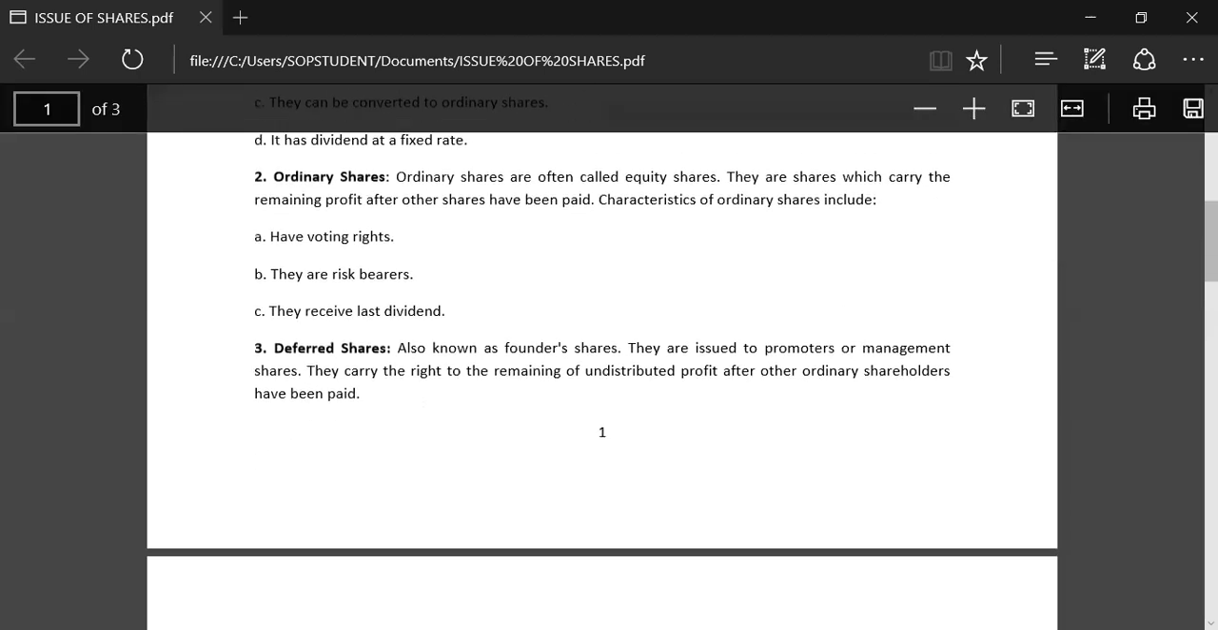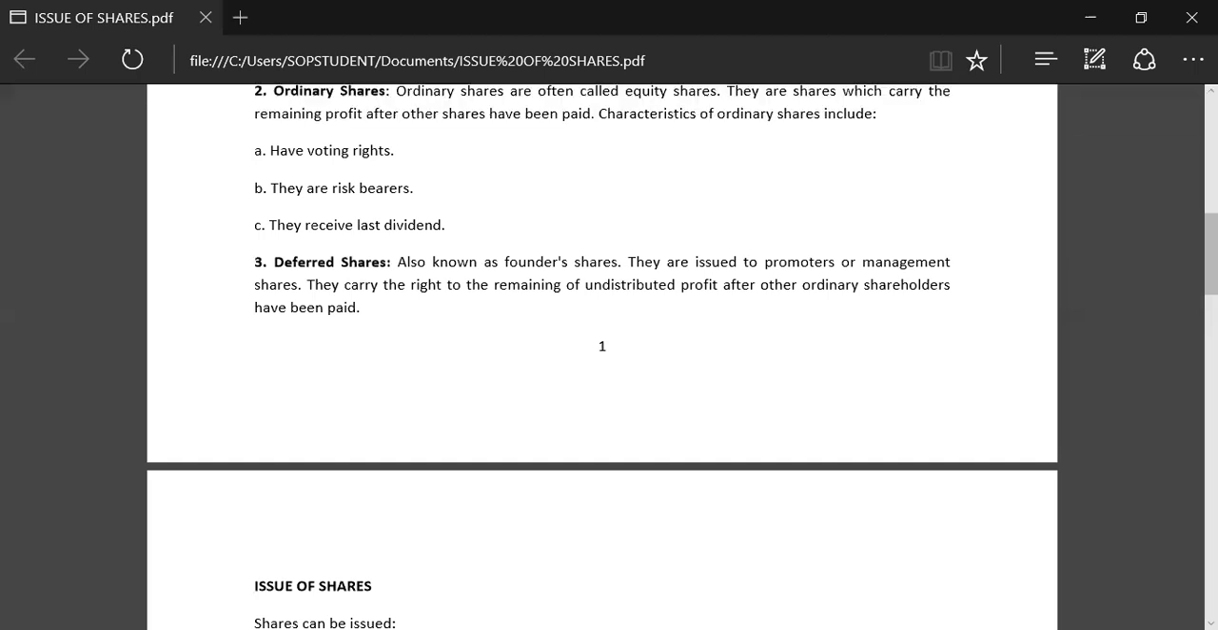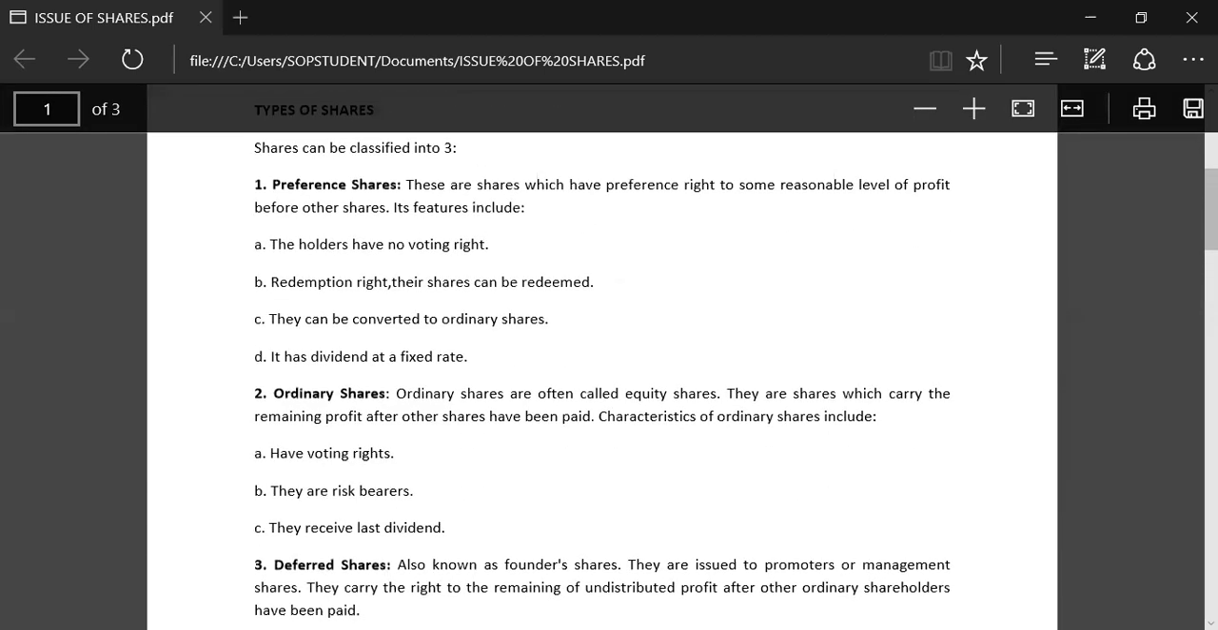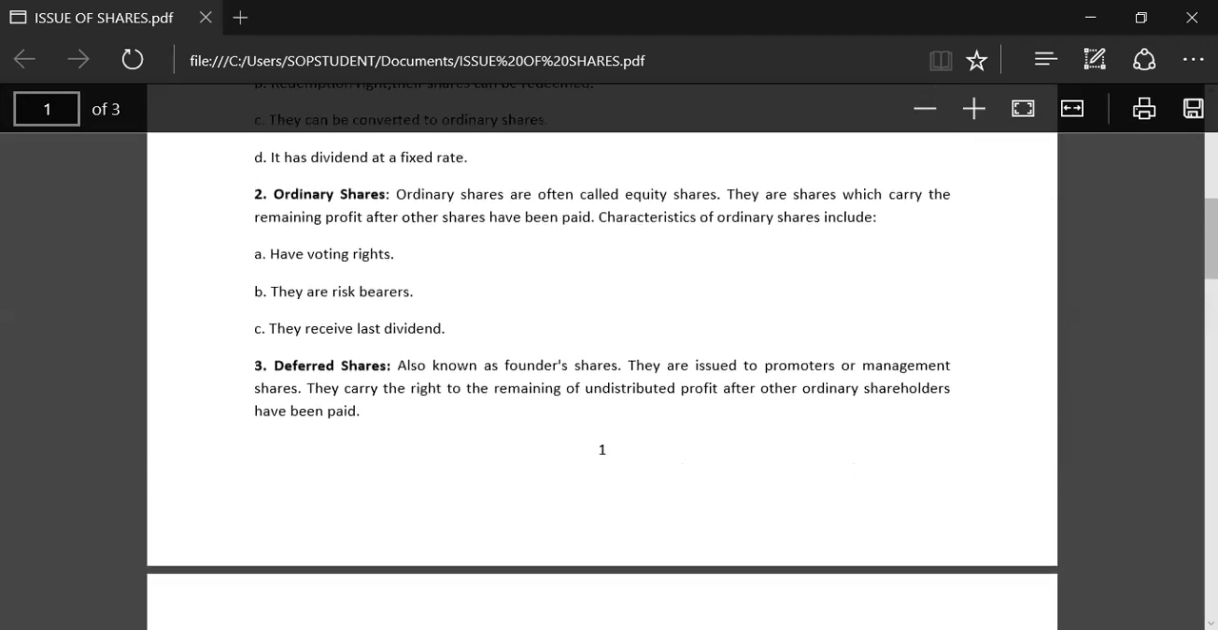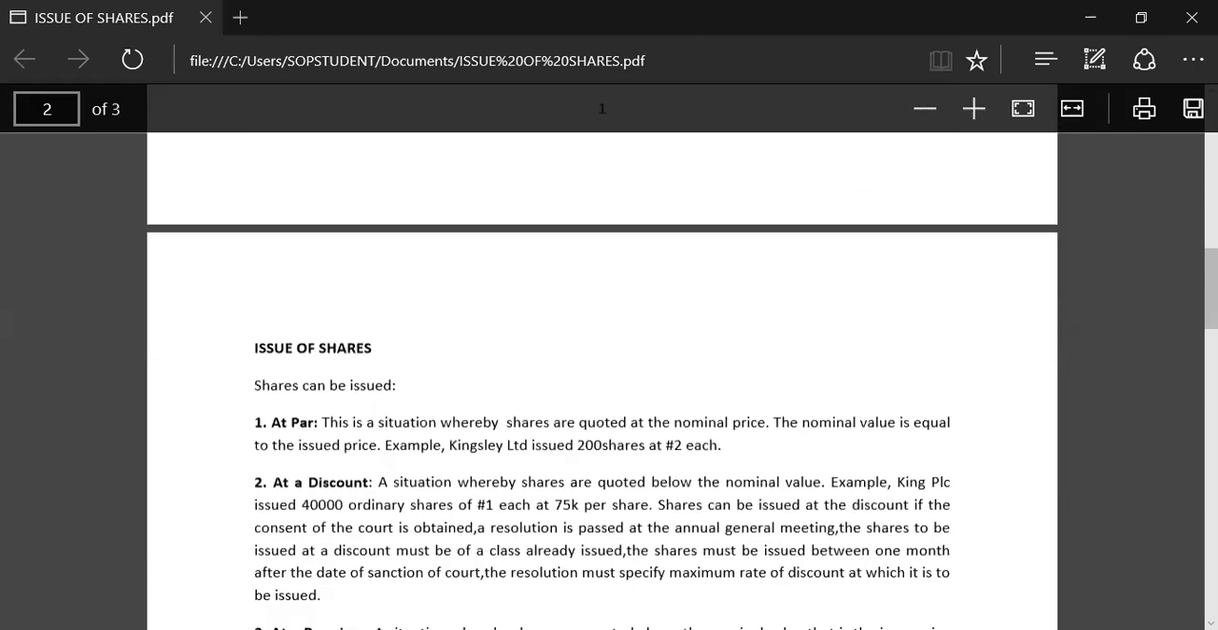Number three, we have the deferred shares. Deferred shares are also known as founder shares. They are issued to the promoters of the business and the management. They carry the right to the remaining undistributed profit after other ordinary shares have been paid. So the preference shares are paid first before other shares. The ordinary shares now share what is left after preference has been paid, and then the deferred shares are entitled to the remaining after ordinary shareholders have been paid.